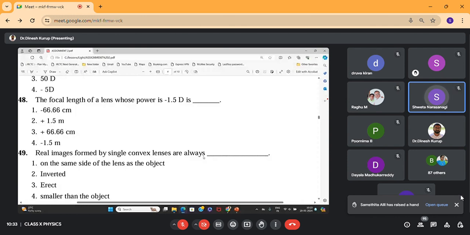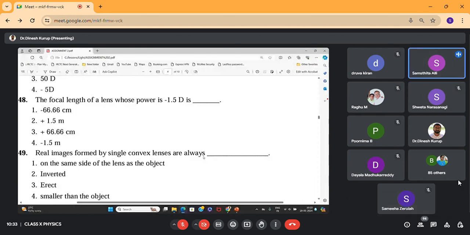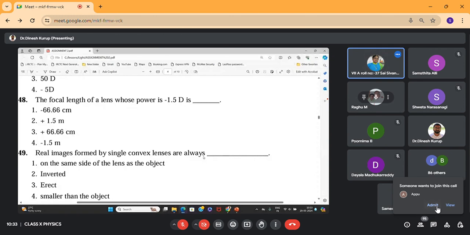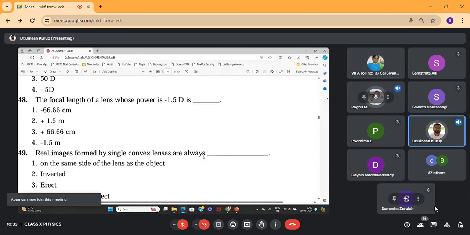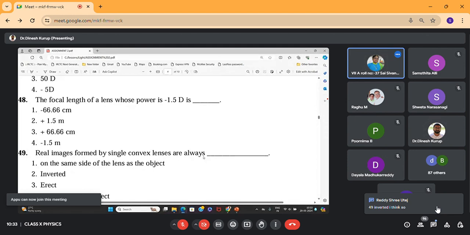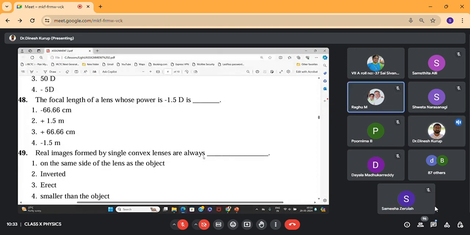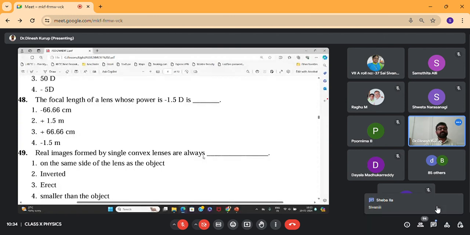The focal length of a lens whose power is minus 1.5D. 1.5 meters. Sir, minus 1.5D is the power. What will be the focal length? Minus 1.5 meter. Sir, I think it is inverted. Pardon? No, if the power is negative, the focal length also will be negative only.